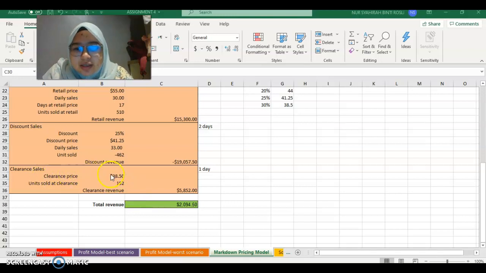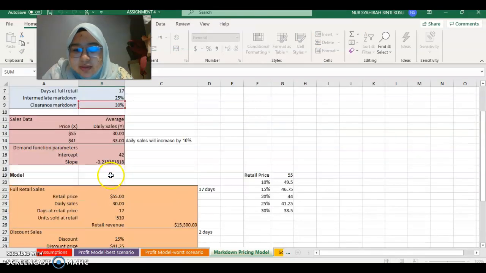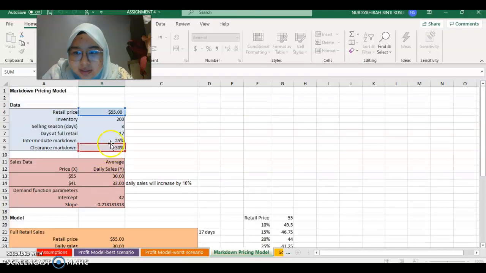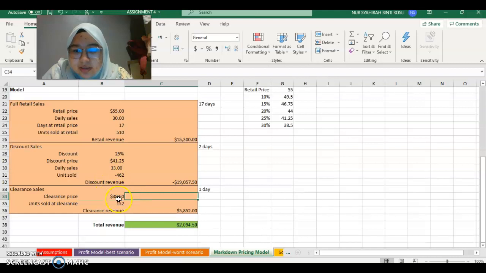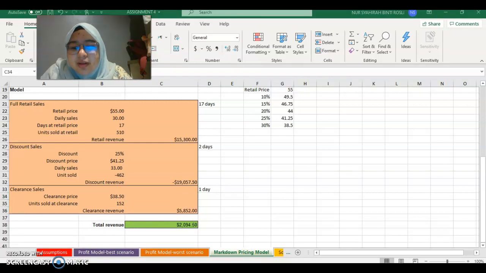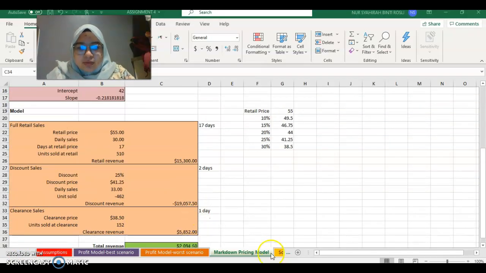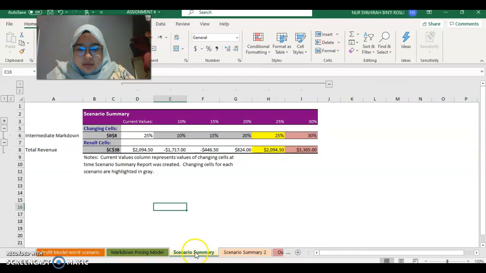And for the clearance sales, the price of the clearance sales is B4 times 1 minus B9, and I get 38 ringgit and 50 cents. The reason why I do the clearance sales is because I want to clear all the skincare products at my shop. And this is the total revenue for the markdown pricing model.